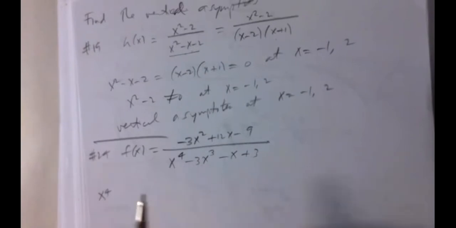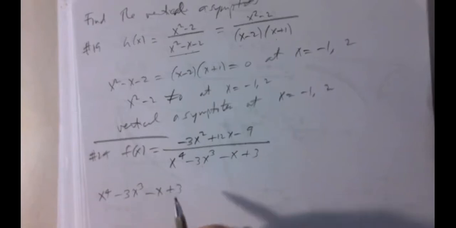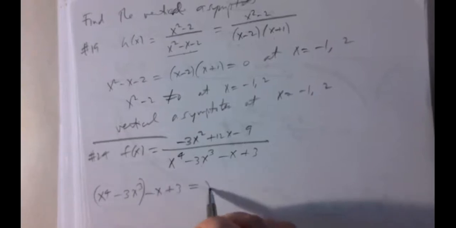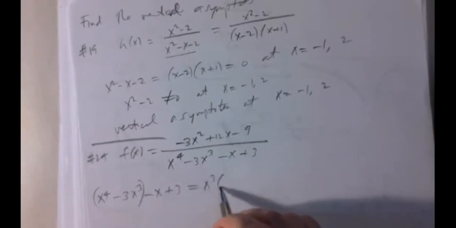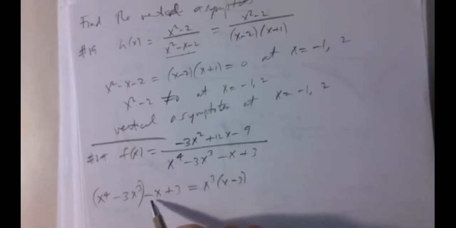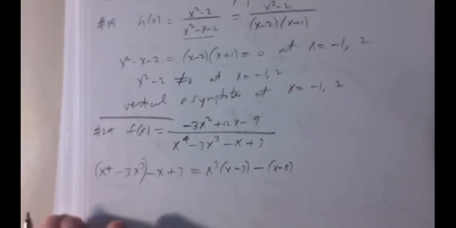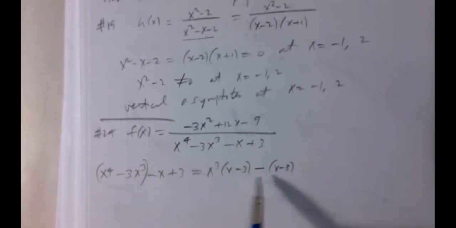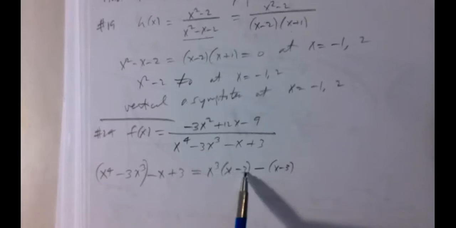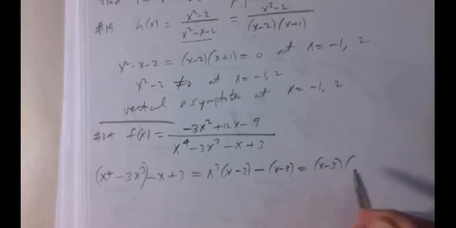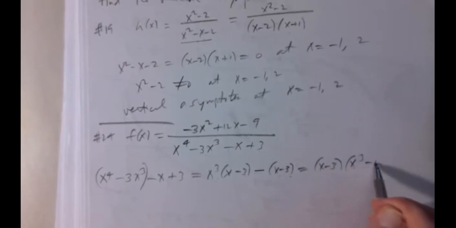Let's see. X to the 4th minus 3x cubed minus x plus 3. I guess I could write this as x cubed times x minus 3 minus x minus 3. Right? Because if you expand this, you get x to the 4th minus 3x cubed minus x plus 3. And then I can factor the x minus 3 from this. This is x minus 3 times x cubed minus 1.